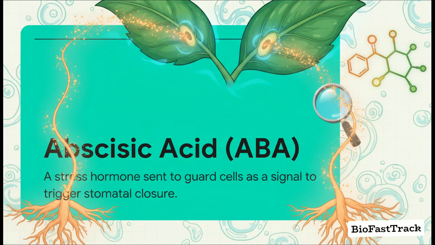All right, so you've stated the theory. ABA from the roots closes the stomata in the leaves. Let's see how this holds up when we actually test it in the lab. How do we know for sure that ABA is truly the trigger here?